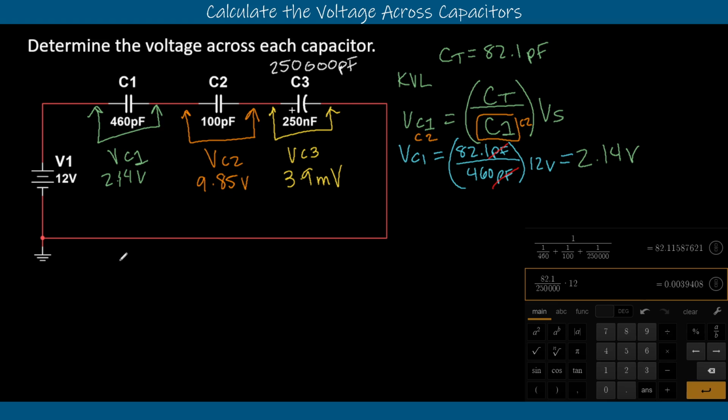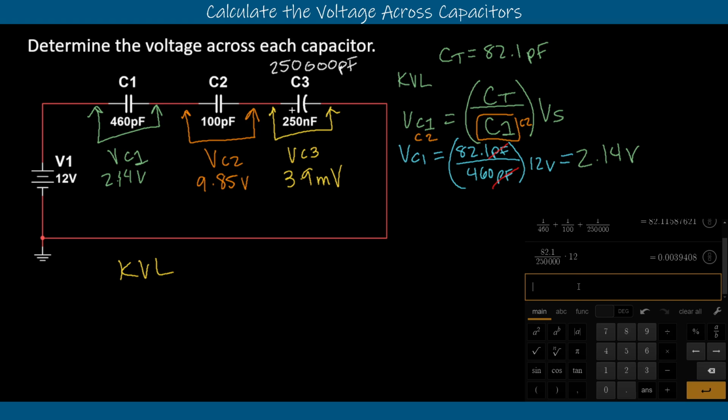And we know KVL says we can add these together. So let's try that. Let's make sure we got the correct voltage here. So we'll say 2.14 plus 9.85 plus 0.0039 gives us just about 12 volts. And that checks off our KVL.